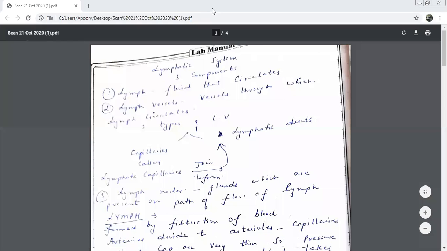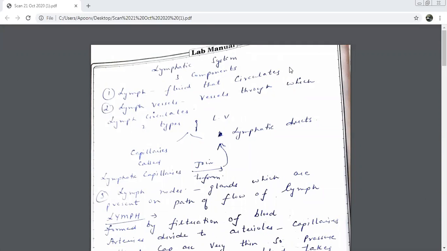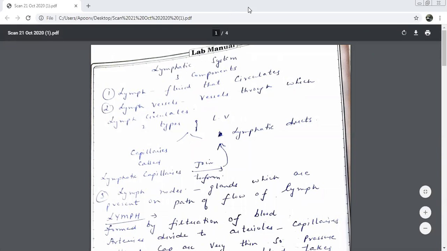Today, we are going to study the next topic. You can see on the screens. What is it that we are going to study today? Which system? Lymphatic system. Yes, lymphatic system. Have you done this a bit earlier?